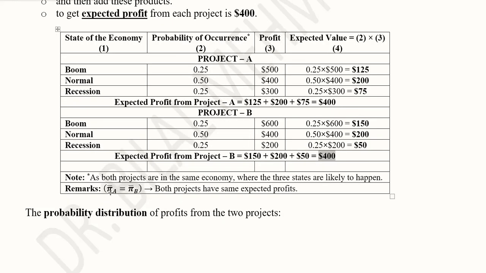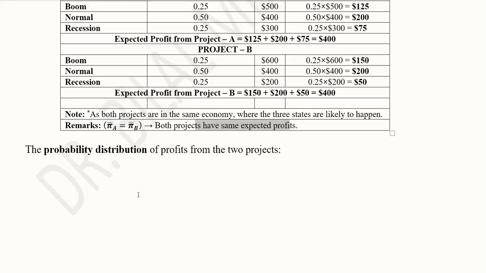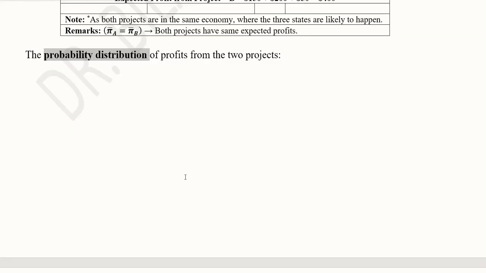Now, project A has an expected profit value, and project B has an expected value for its profit. It is also 400. So both of the projects have the same expected profits. Now we can also understand by the depiction of these possibilities by using the probability distribution, which is yet another tool from statistics, and it's a very basic tool.